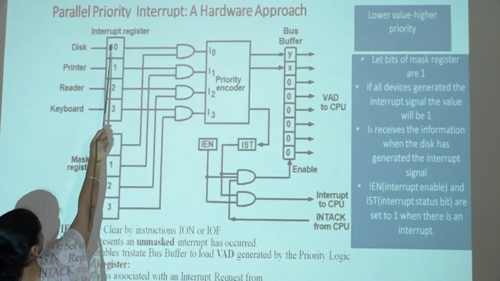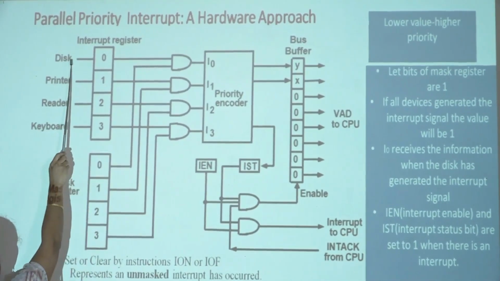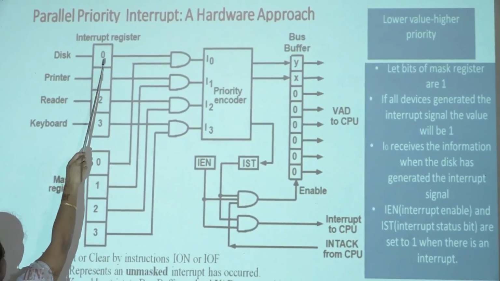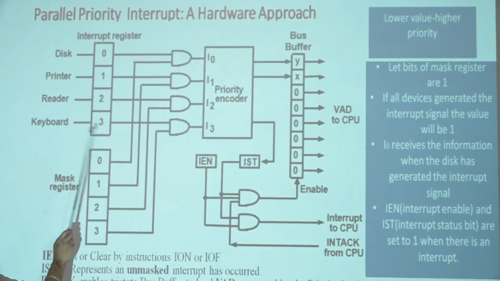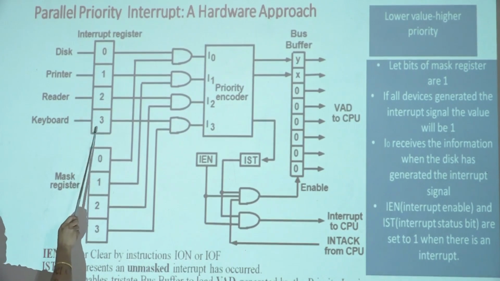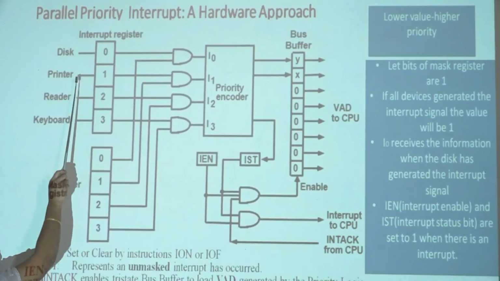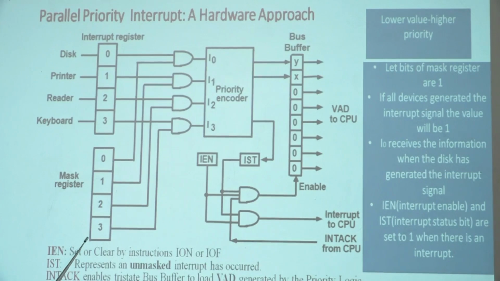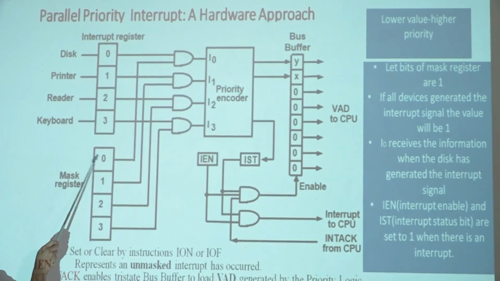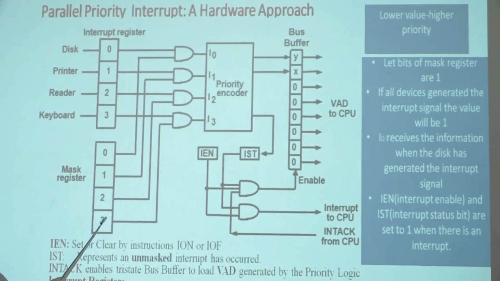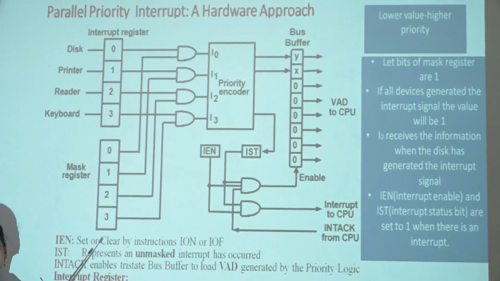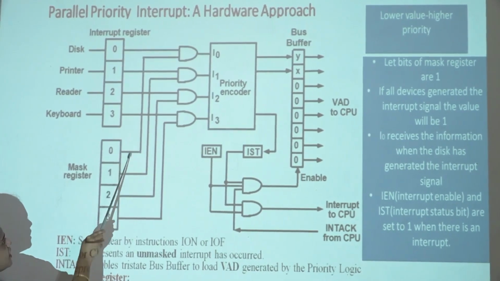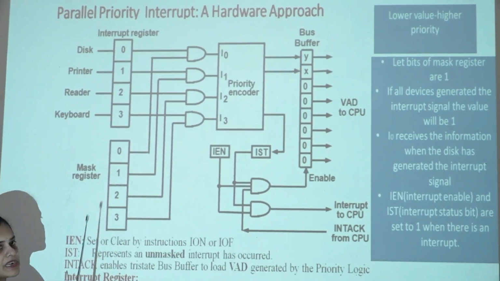For example, in the interrupt register, for each and every input output device we have an entry: disk 0, printer 1, reader 2 and keyboard 3. Correspondingly, there is also an entry for each and every device present in the mask register: 0 for disk, 1 for printer, 2 for reader and 3 for keyboard. Initially all the entries of the mask register are 1. So make sure that all the entries of the mask register are enabled to 1.